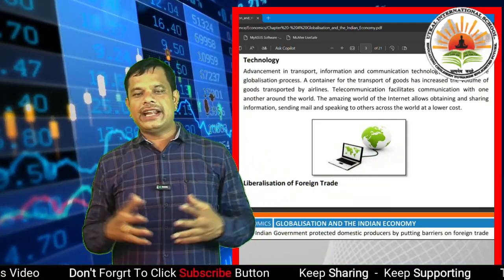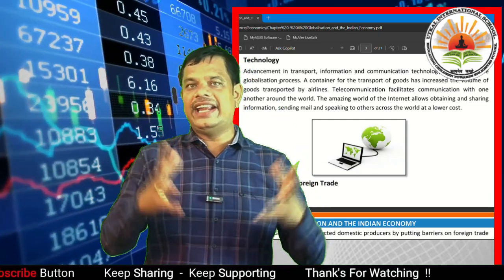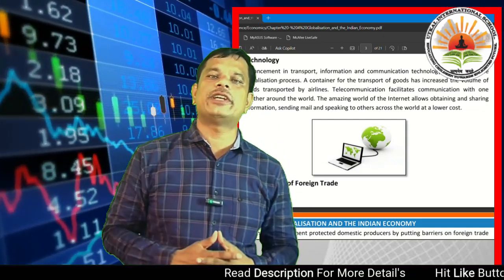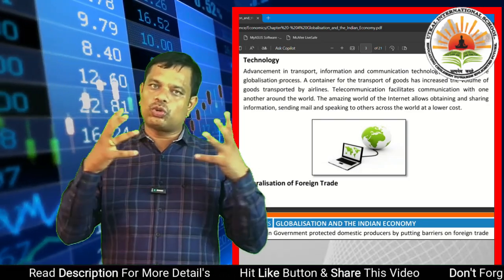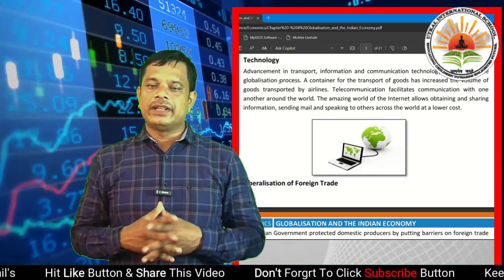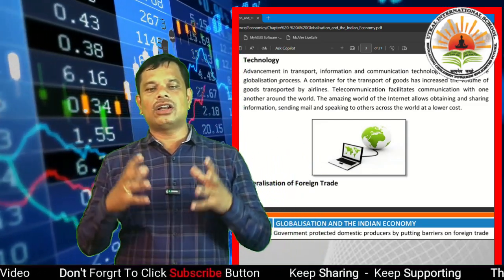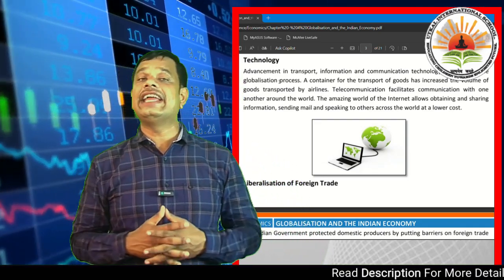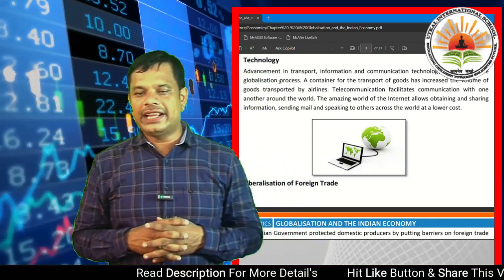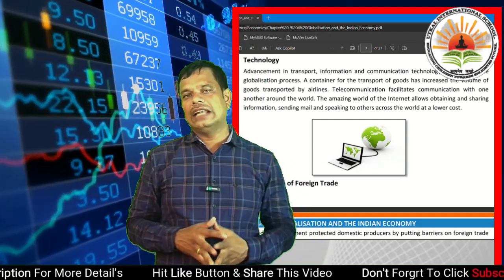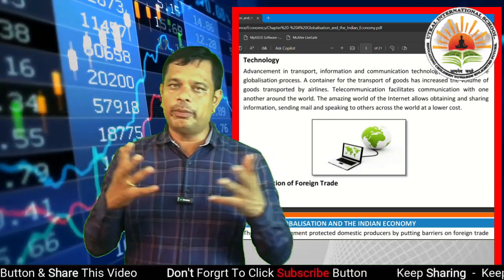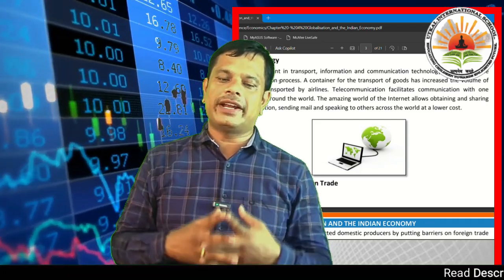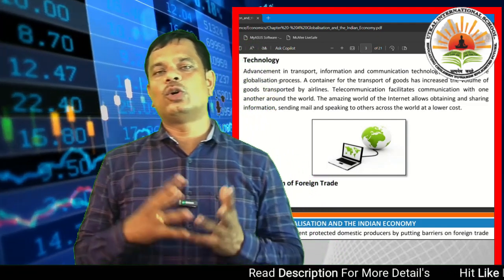Telecommunication facilities let us communicate with one another around the world. Nowadays, communication by internet, by Google, by different forums, you can get information to contact the buyers, the sellers, to show your products, to sell your products. The amazing world of the internet allows sharing information, sending mail, and speaking to others across the world at a lower cost. Nowadays, it plays a very vital role. Communication by mail, by internet, by calls is very cheap, to communicate with buyers and sellers and to sell through globalization.